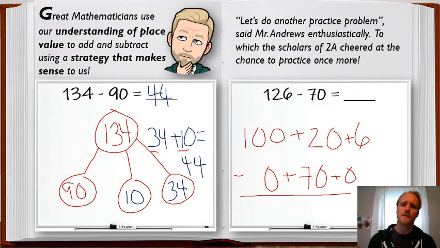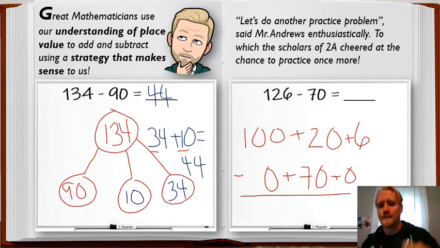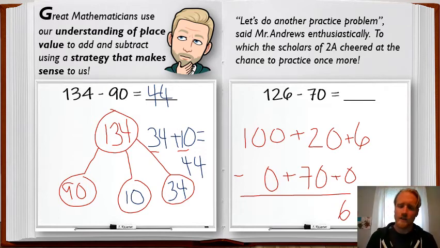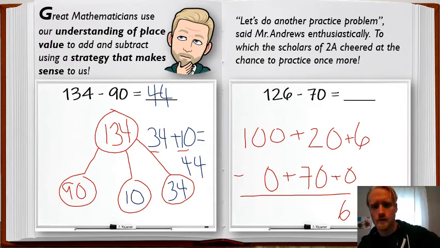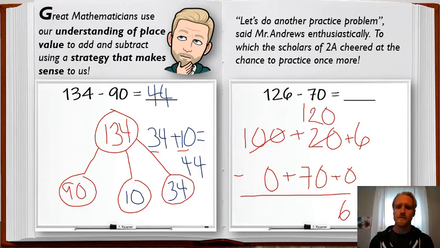All right, so starting always in which place value? Exactly, always starting in the ones place. So 6 minus 0 equals 6. Then tens place. 20 minus 70. Can we do that? No, so what do we have to do? You've got it. We've got to be able to regroup. So I'm going to take that 100 and cross it out. And now I have 120 in the tens place.